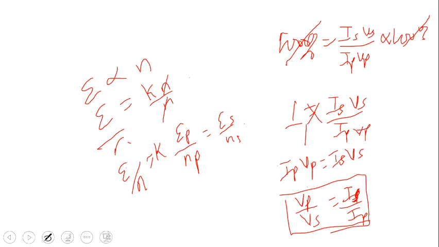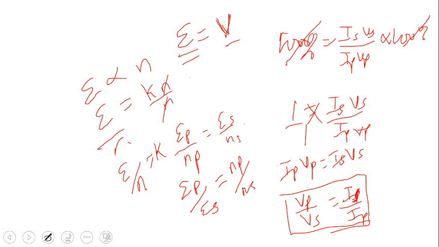So if I rearrange this one, I'm going to have EP over ES equals NP over NS. From here, if you join everything together, remember EMF is the same thing as potential difference if there's no internal resistance, though we are less concerned with that. Under this topic generally, EMF and voltage and potential difference will be used interchangeably. So E is the same thing as V, so I can still rewrite this equation.